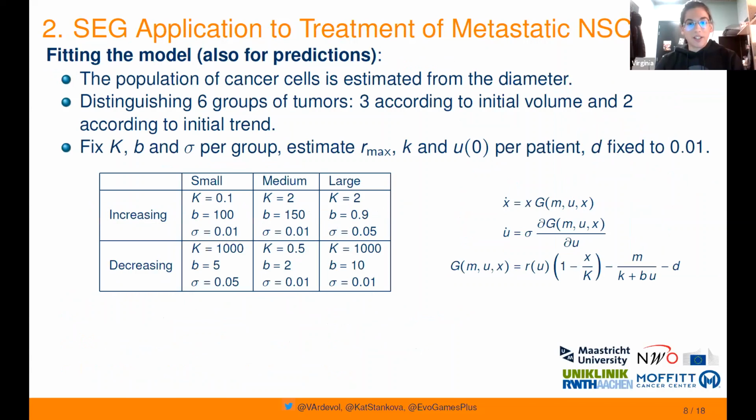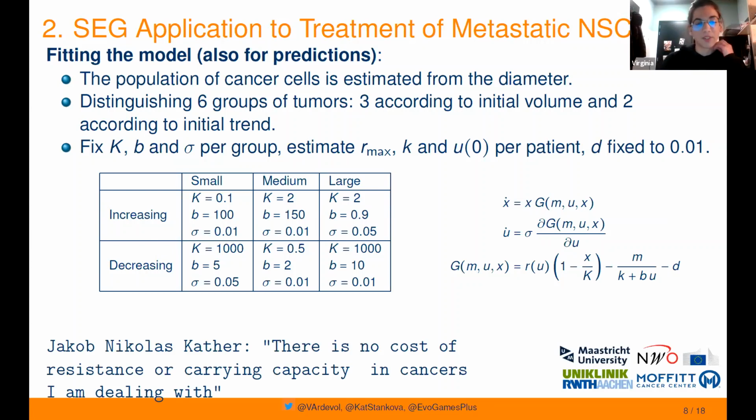And so now I will explain how we fit the model. First we estimate the population of cancer cells from the diameter, and then we cluster the tumors according to the initial volume and initial trend. In each group, we fix the parameters K, B, and sigma. And then for each patient separately, we estimate the maximal growth rate, the innate resistance, and the initial value of the resistance. And here we can see that in some cases, the value of the carrying capacity is quite high, which could indicate that actually there is no carrying capacity, which would agree with the view of our physician.